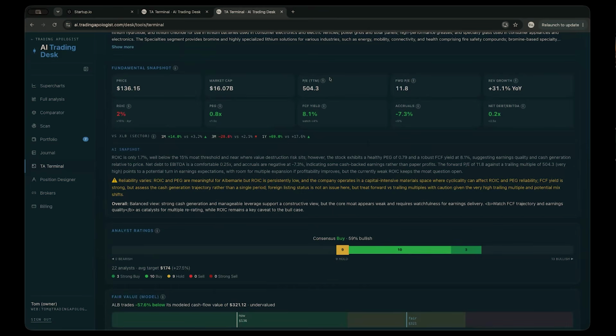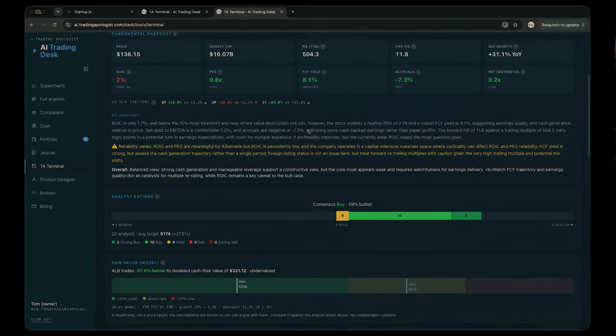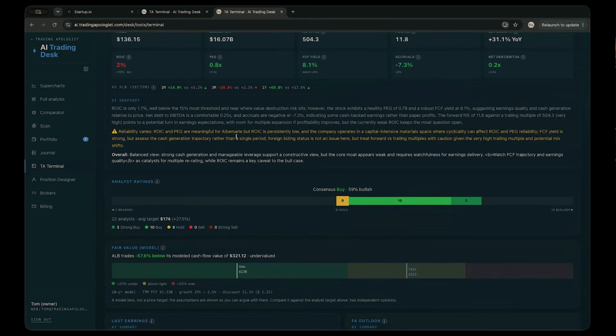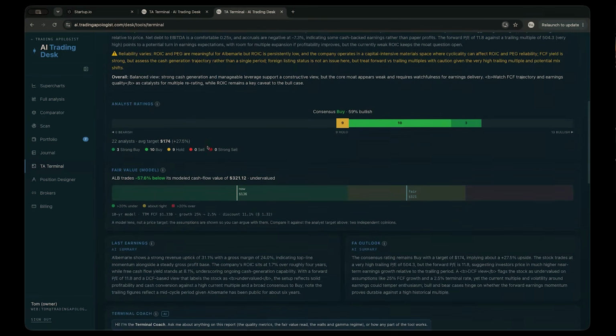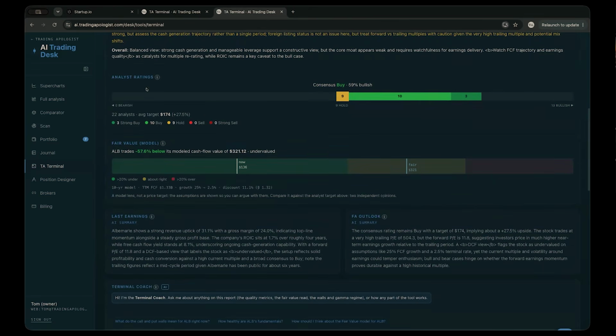And if you don't know what any of these are, you can hover over the info states to get an explanation. Now, I'm not going to read over all of these right now. Then you'll get an AI snapshot of the company. And then we get the analyst ratings right here. So right now, they're strongly leaning towards the buy side.